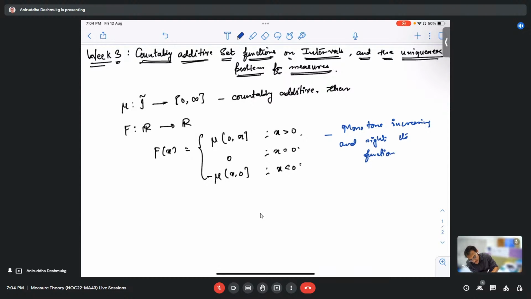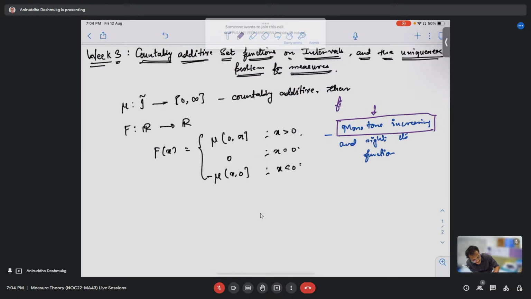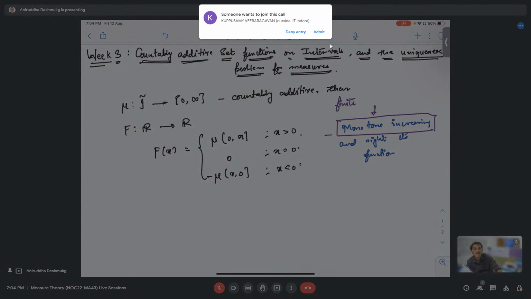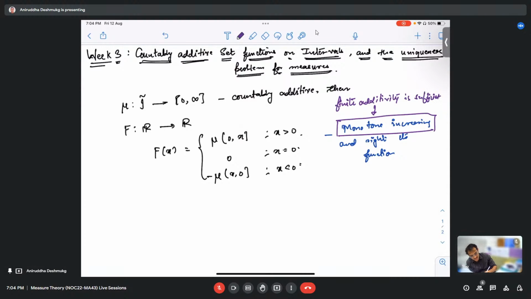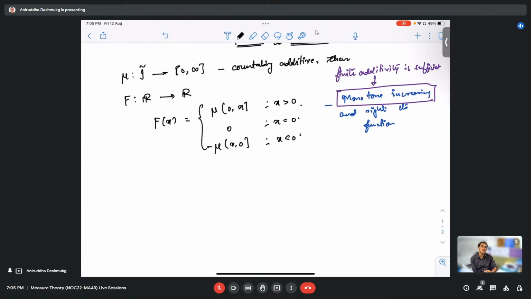One thing we observed was that to prove monotone increasing, only finite additivity was sufficient. And one of the questions that was left was: suppose you are given a monotone increasing right continuous function, can we say that it comes from a countably additive set function?